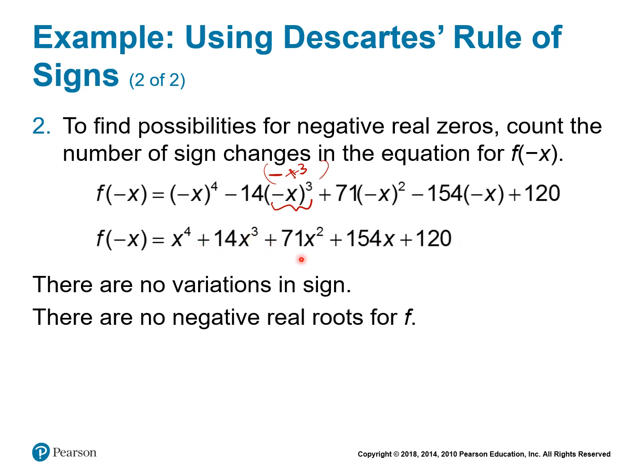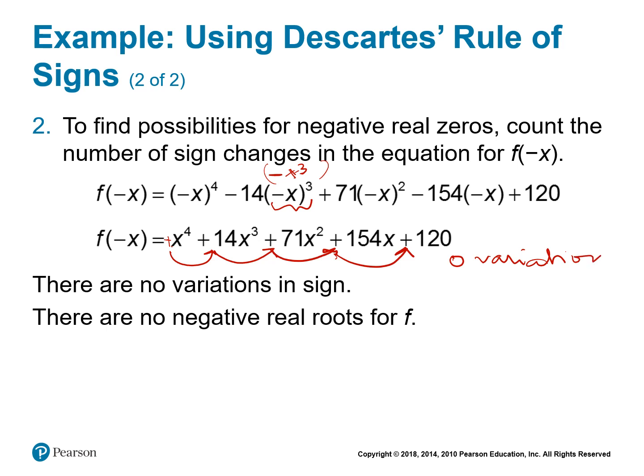And now we can observe the change in sign. So it doesn't look like there's any change in signs. Let's go through all the terms one by one. So we have positive here. From the first term to the second term, no change. Second term to the third term, no change. Third to fourth, no change. Fourth to fifth, no change. So there are 0 variations.